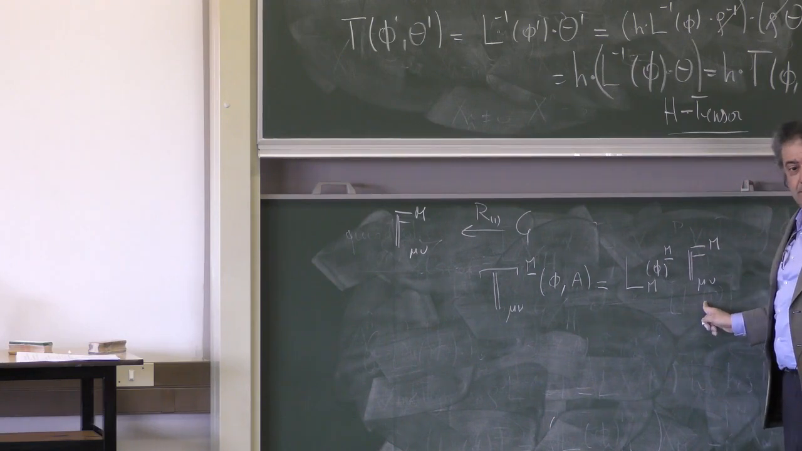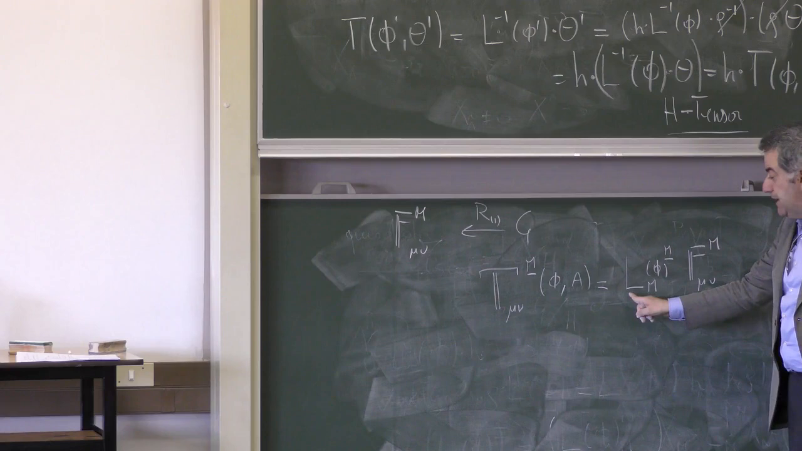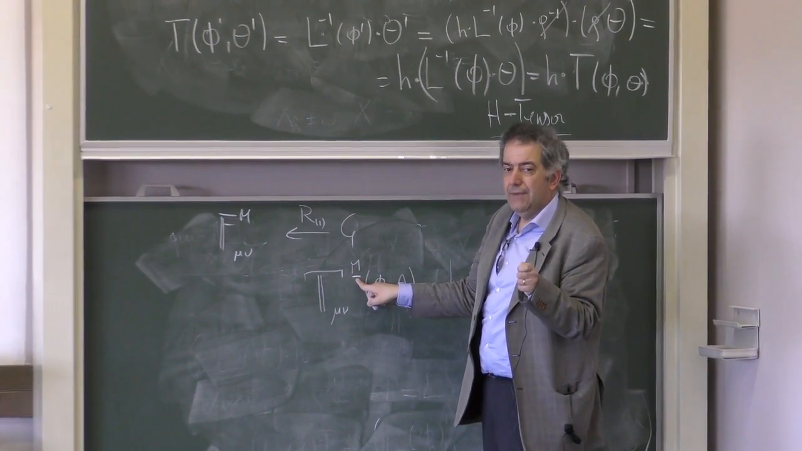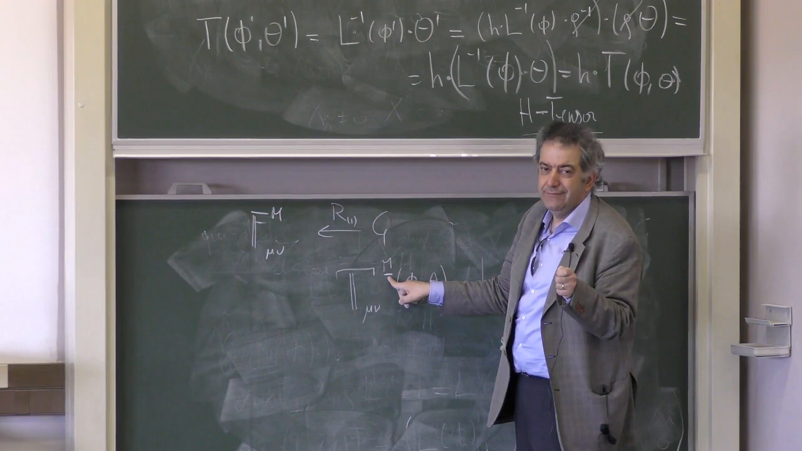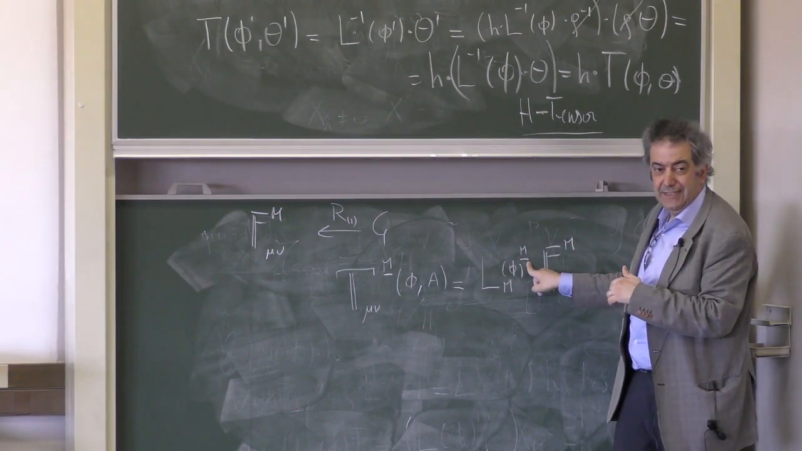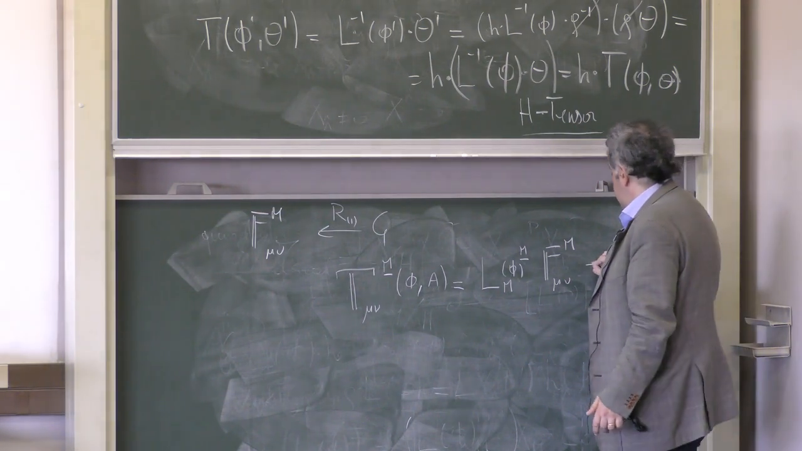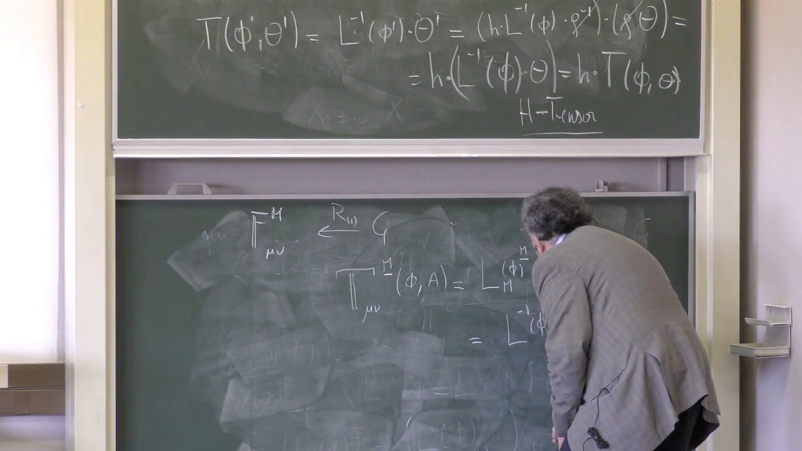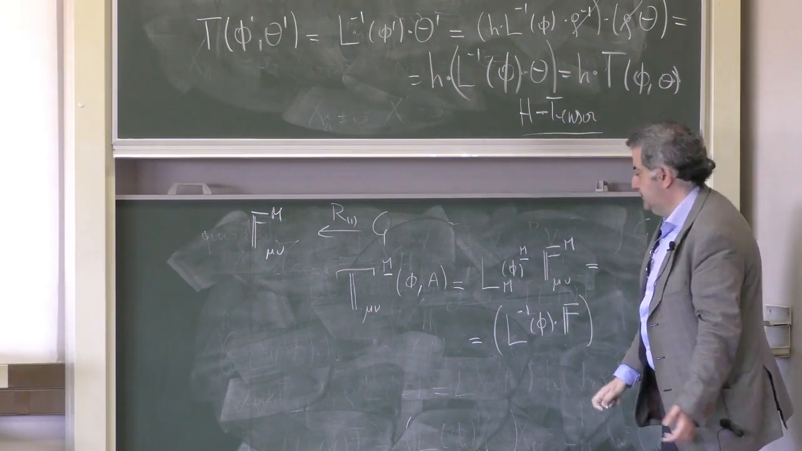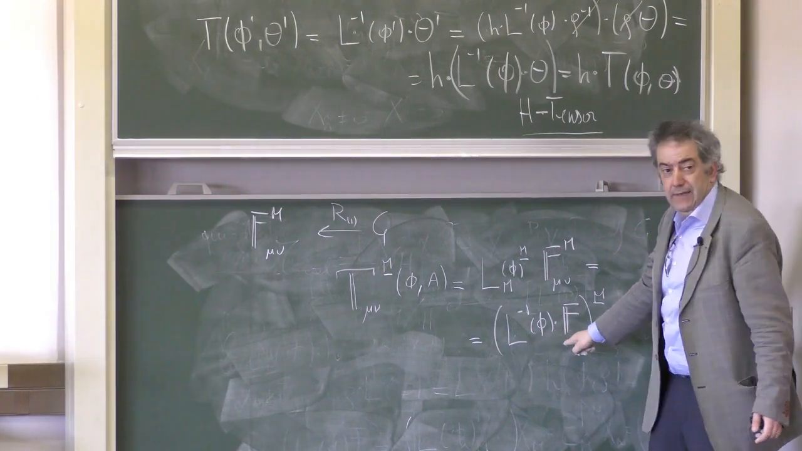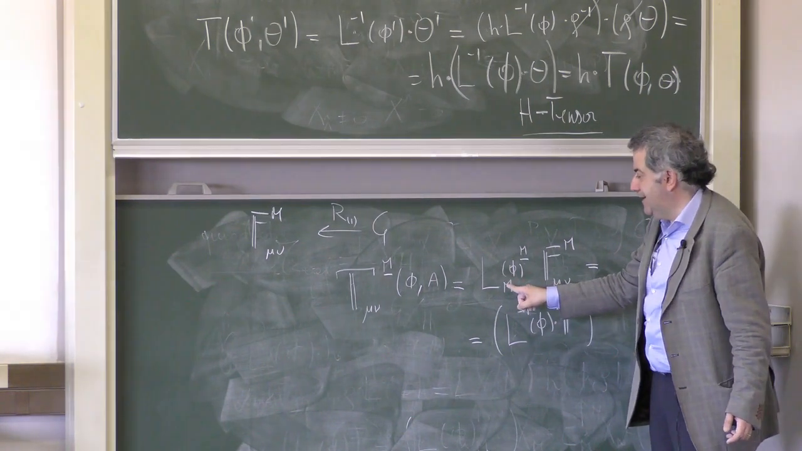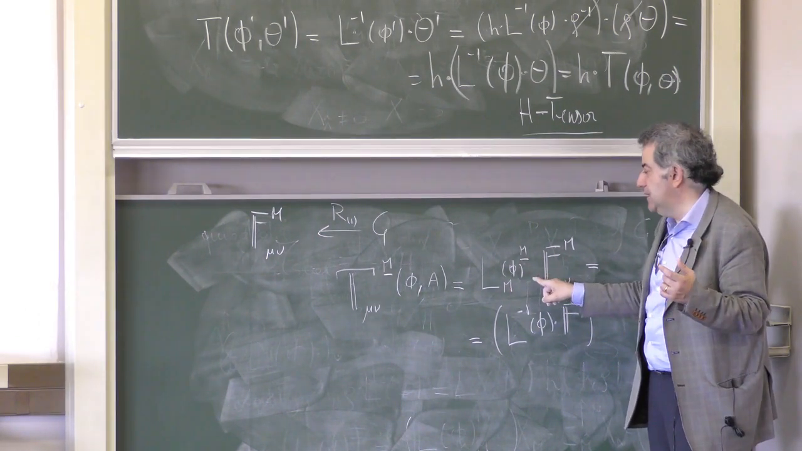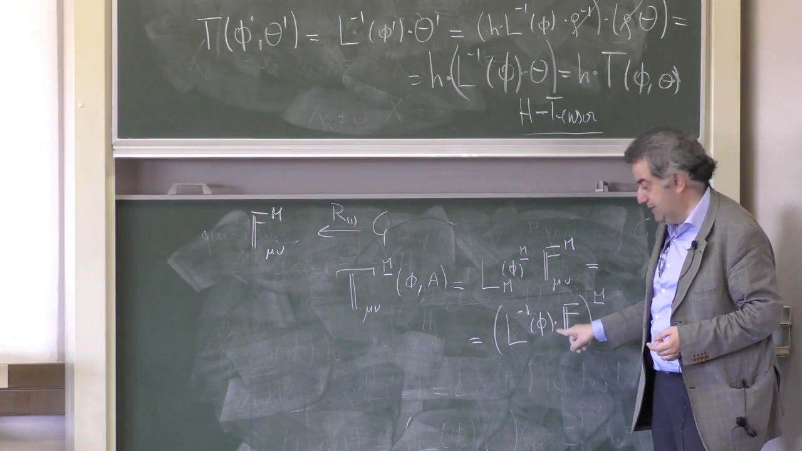So I'm dressing the vector of electric field strengths and their magnetic duals by means of L. I write this index with an underline. Why? To emphasize that this index is acted on by H. It's the right index of the coset. Now, this can be written formally as L^-1 of phi acting on F. Why? Because this matrix defines the action on covariant objects. So F would transform with an L^-1. This is the usual thing.